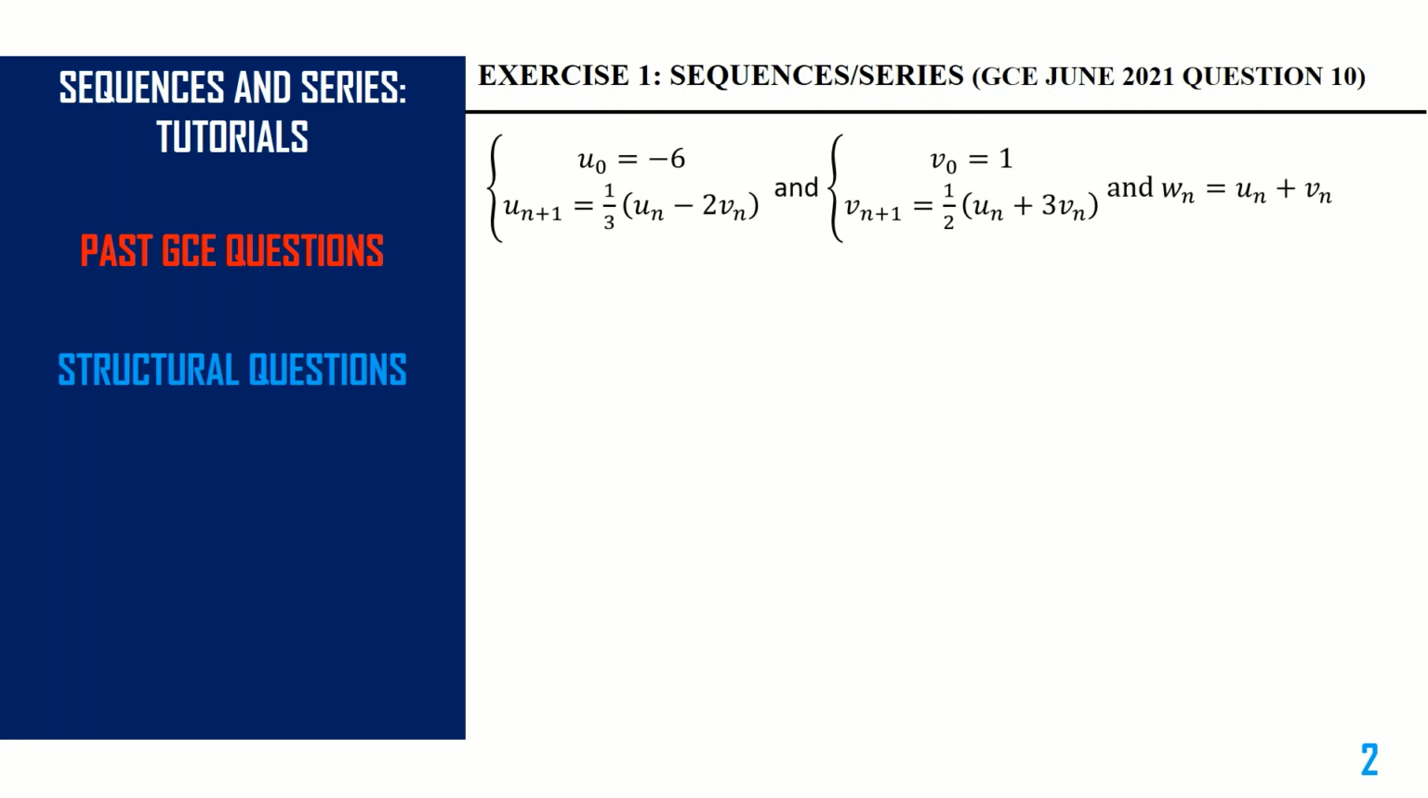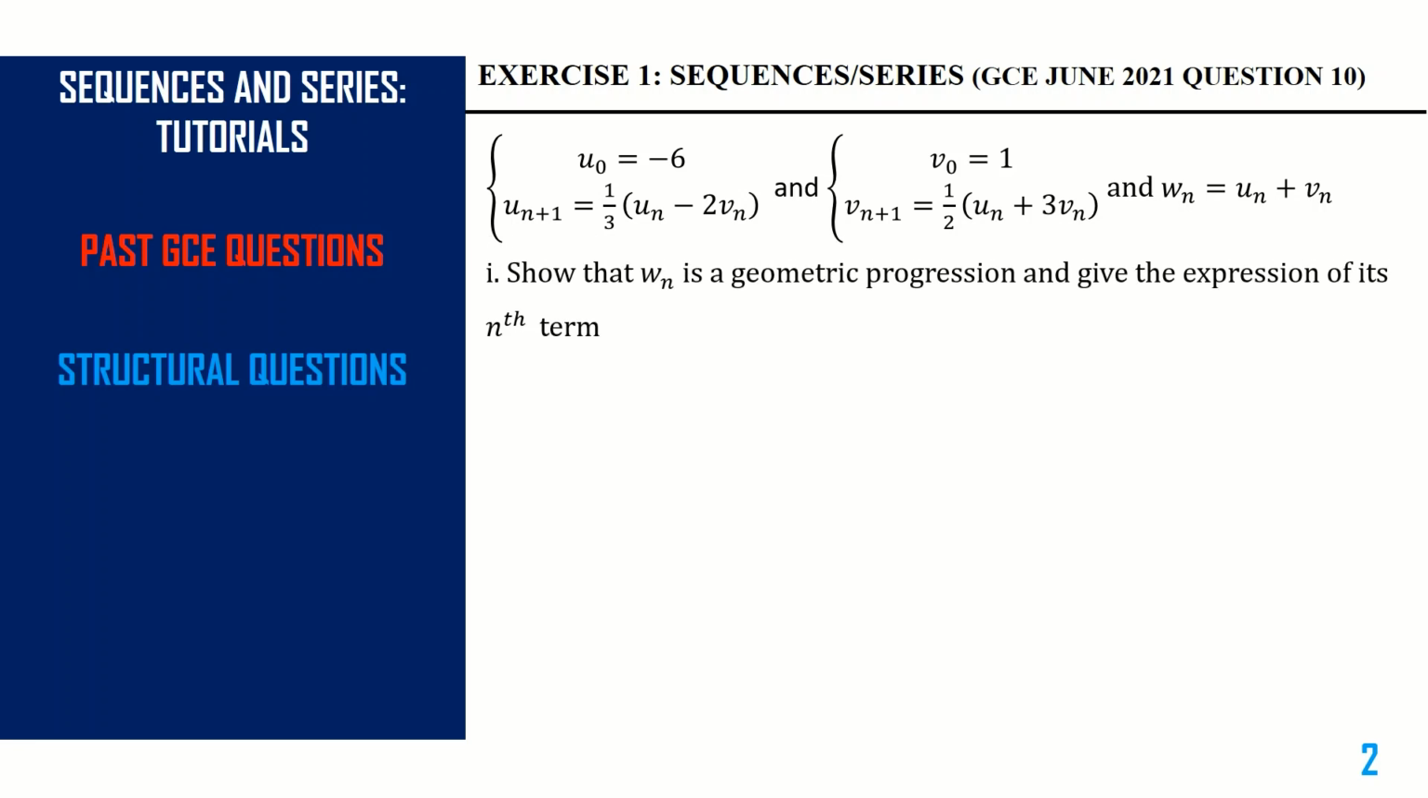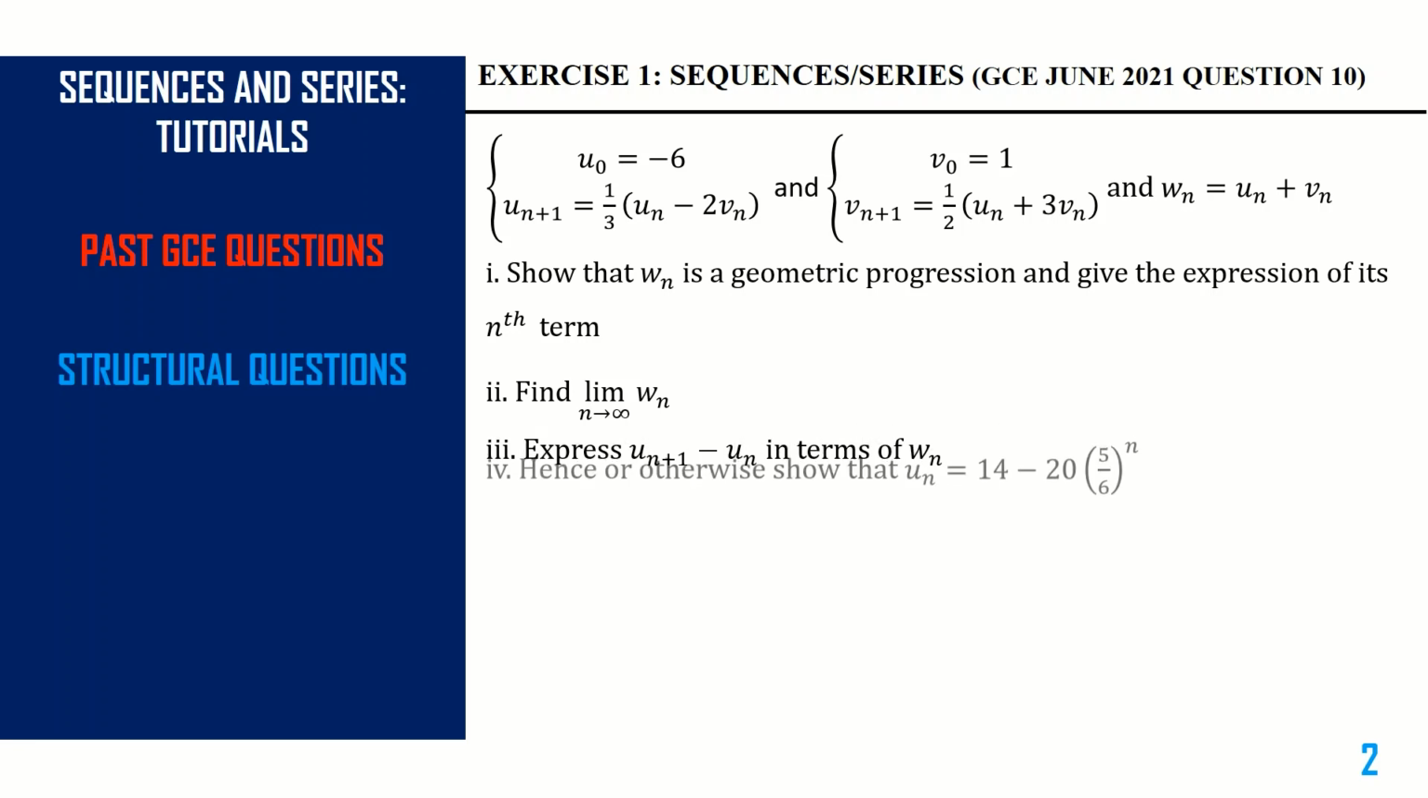So the question has been displayed. That's the useful information that's been displayed. Roman 1 is asking us to show that Wn is a geometric progression and to give the expression of its n-th term. Roman 2 is asking us to find the limit as n tends to infinity of Wn. Roman 3 is asking us to express un+1 minus un in terms of Wn.